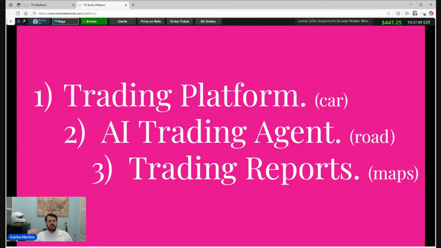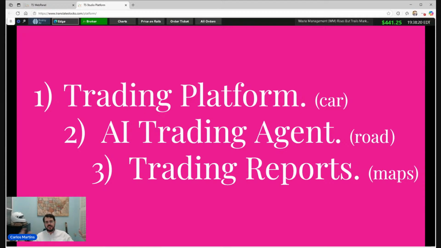Okay? So the trading reports, what's going on with your trades, are incredibly important for you to achieve your destination. So the trading reports are the maps. The AI trading agent is the rails. It is the road, the path, the new, clear, and beautiful path that you have ahead. And the trading platform, of course, is the tool that you use. It's like the car.